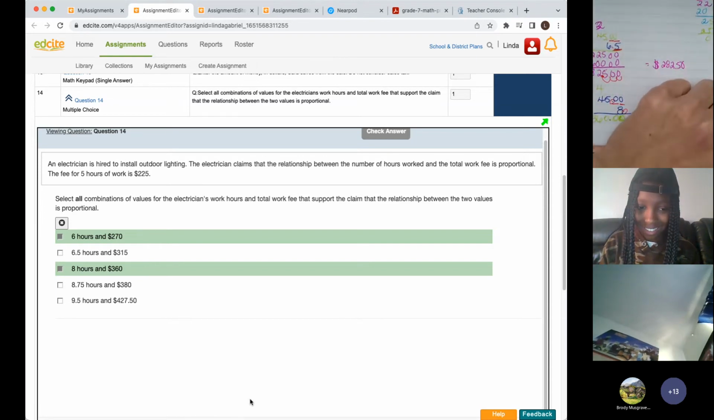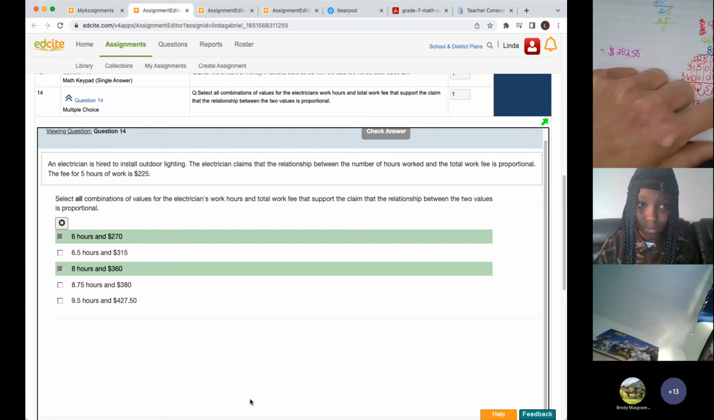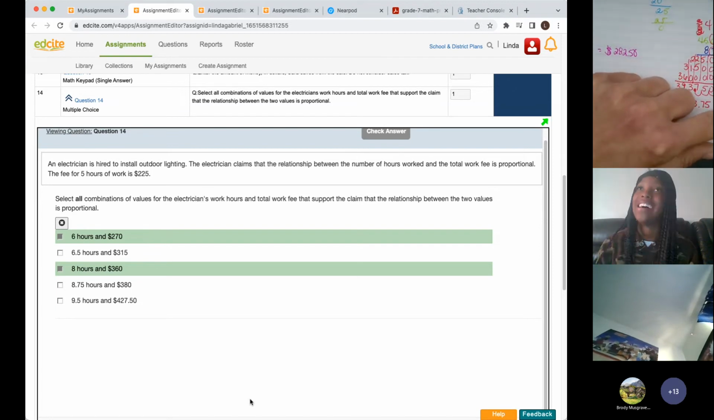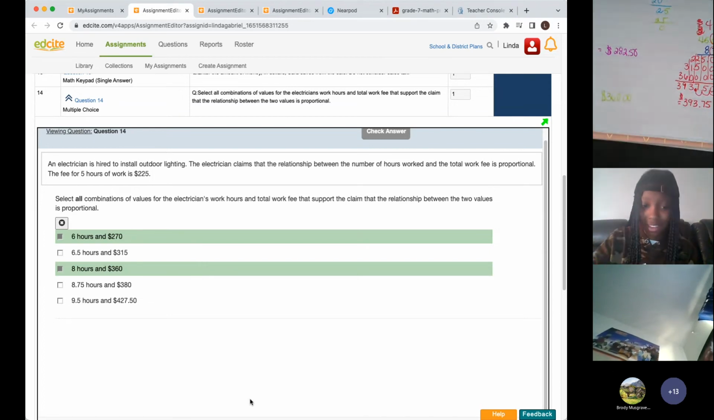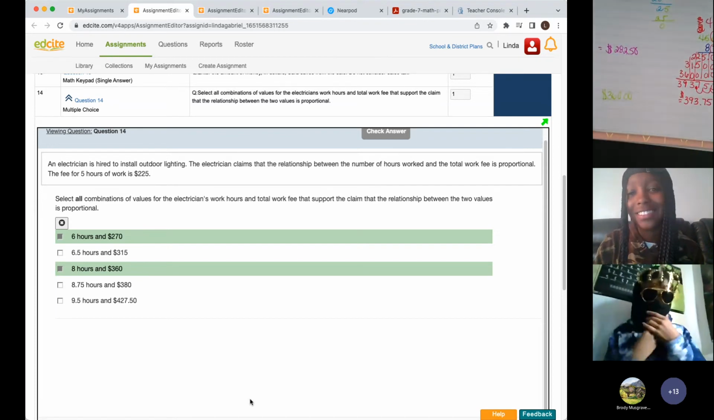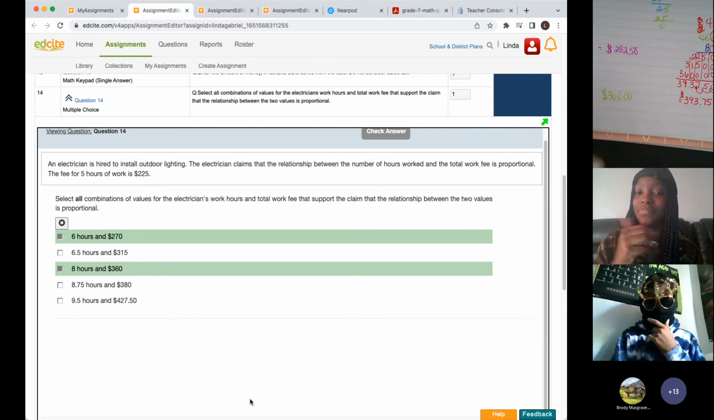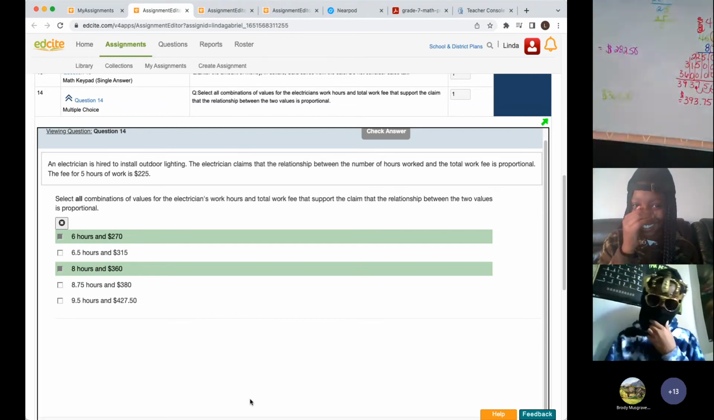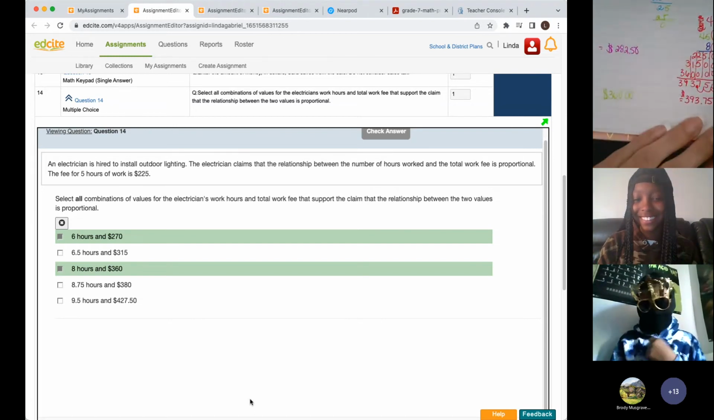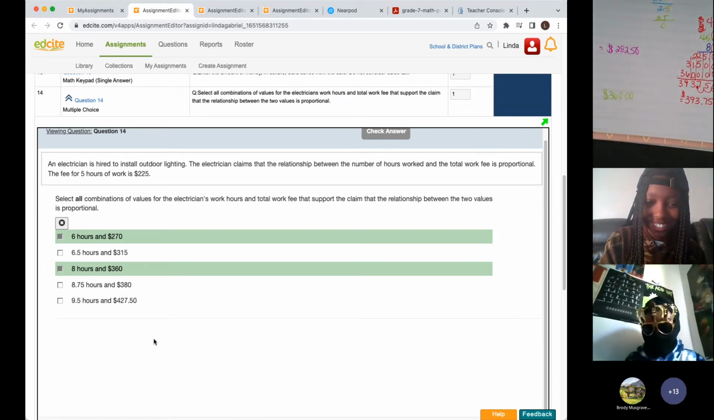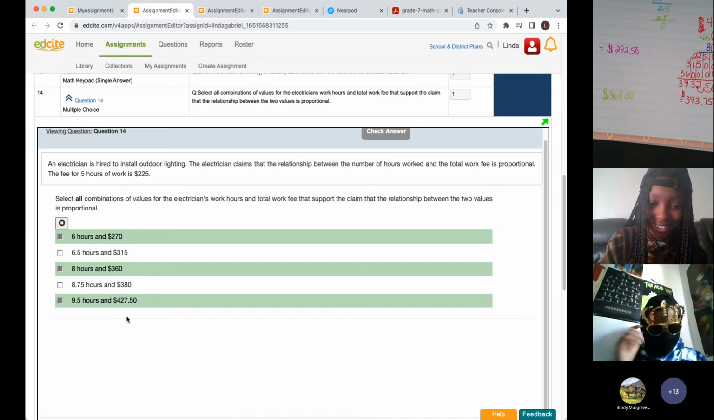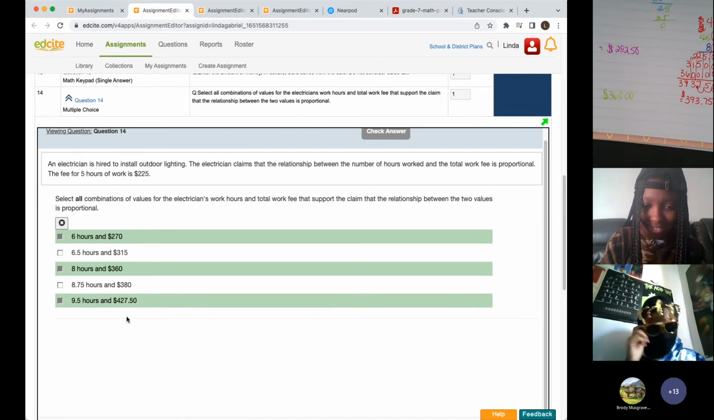For my decimal point trick, I have 3 numbers, so I'm going to go over 1, 2, 3. I should have 3 numbers behind the decimal point. And I know for money, I don't usually see $427.50 with the 3 spaces back there, just 2. That gives me $427.50. And for 9.5 hours, it does say that he charged $427.50.